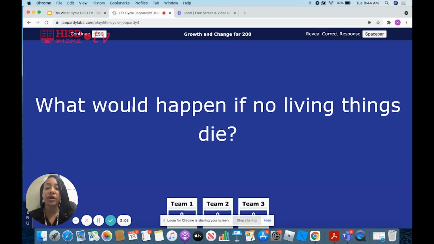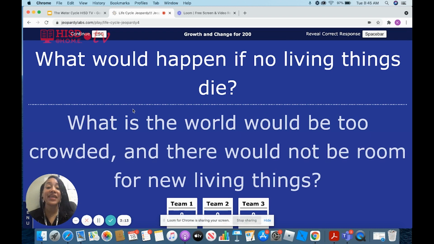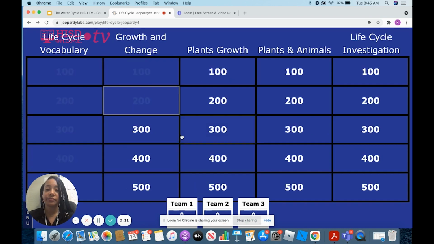Growth and change for 200. What would happen if no living things died? Yes, if they did not die, the world would be so crowded. We would be overcrowded, overpopulated, and there wouldn't be any room for anything living. And we would just be in competition with each other because we would run out of resources. There would not be enough resources for all of the living things on Earth.